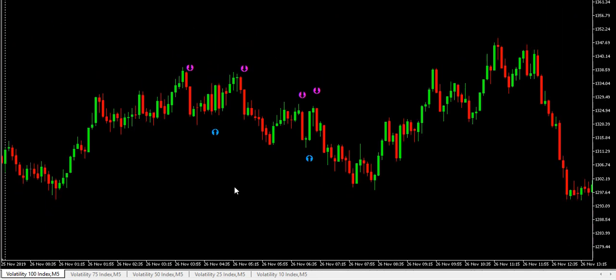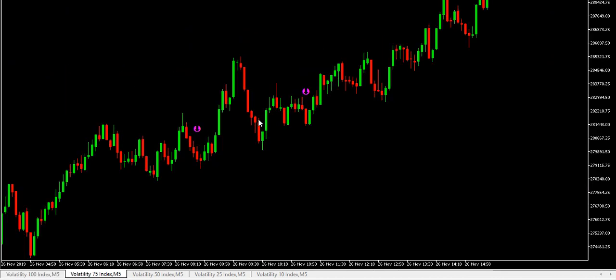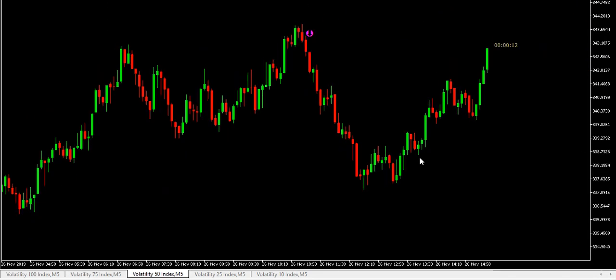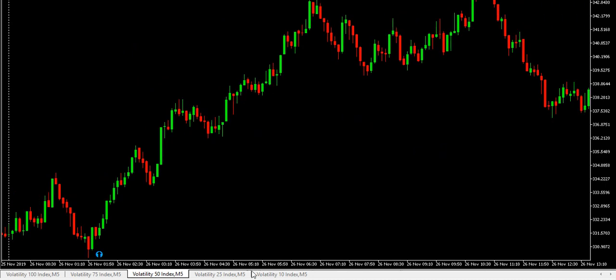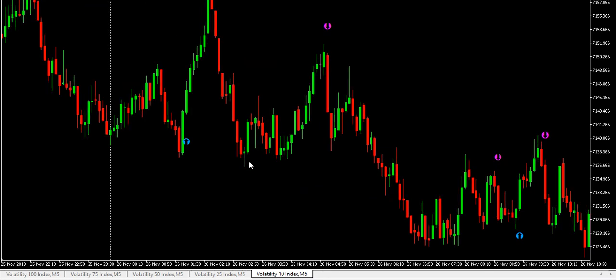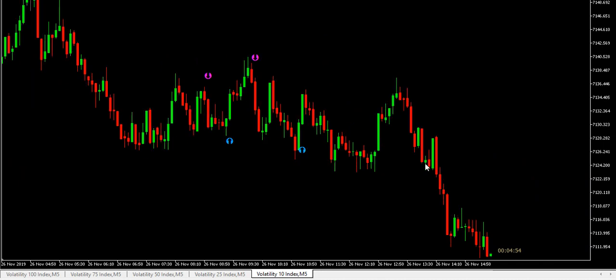This is volatility 100. We have 6 setups so far. Volatility 75, we have 3 setups. Volatility 50, we have 2 setups. Volatility 25, we have 4 setups. Volatility 10, how many setups are these? 1, 2, 6. So we have at least 20 setups so far by this time. Of course, more signals will be coming in the course of the day.